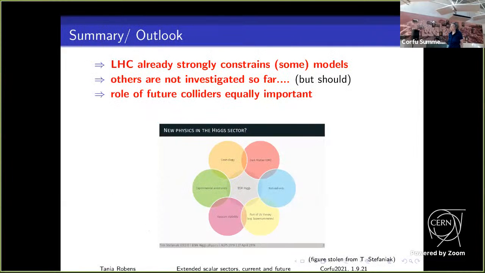I'm already at my summary and outlook. The LHC already constrains some models, but it also does not constrain some other models because they are not investigated, which I think is not so good. Obviously the role of future colliders is equally important. This picture I stole from Tim, where you can see that the BSM Higgs or scalar can connect to many important parts in theory and experimental space and techniques.